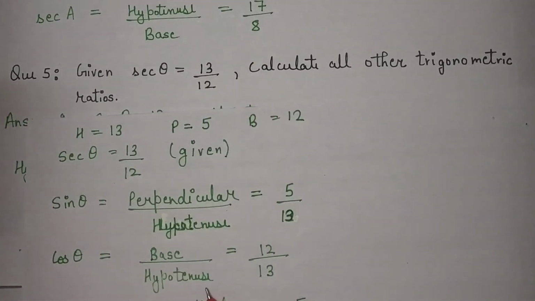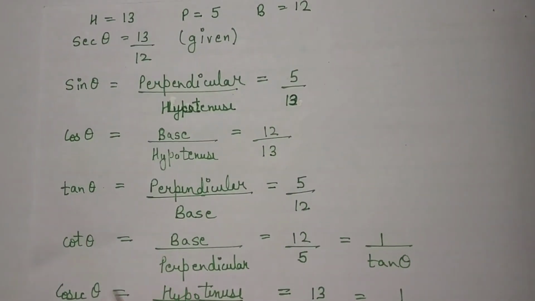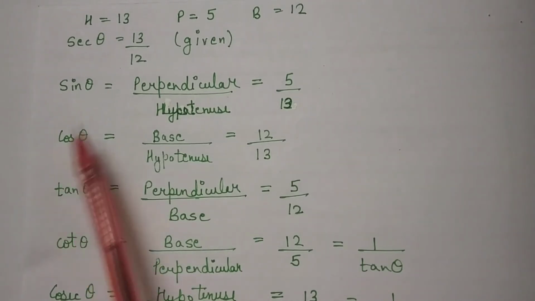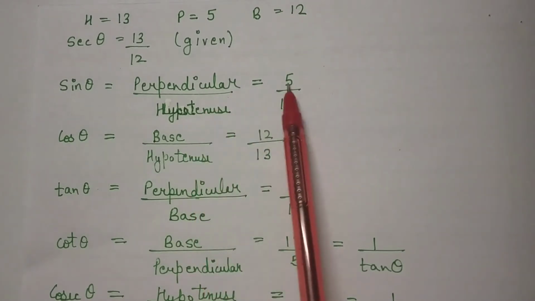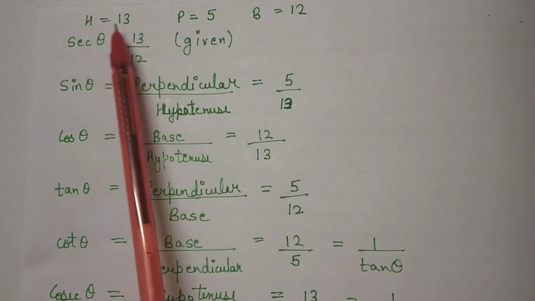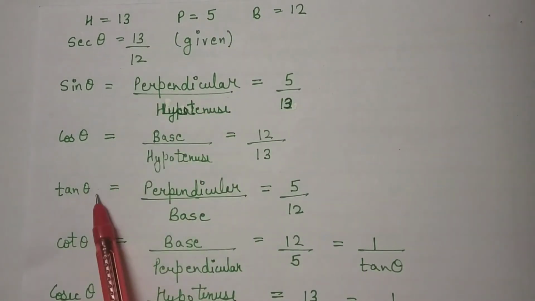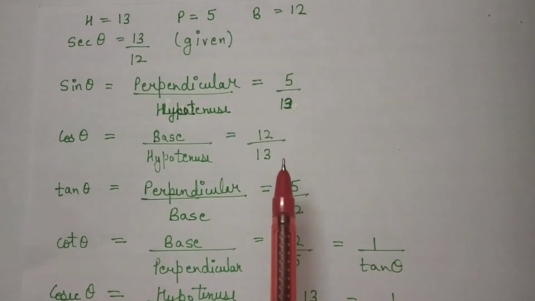Now we can find all the other trigonometric ratios. Hypotenuse is 13, perpendicular I have got 5, base is 12. Secant theta is given. Sin theta's formula is perpendicular by hypotenuse, so 5 by 13. Cos theta is base by hypotenuse, so 12 by 13. Tan theta is perpendicular by base, so 5 by 12.